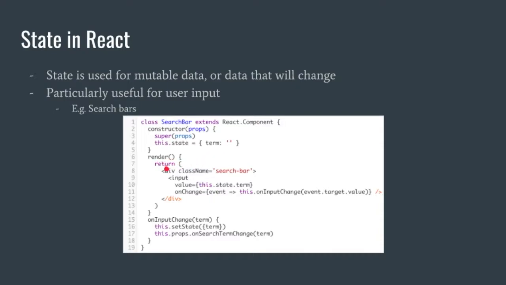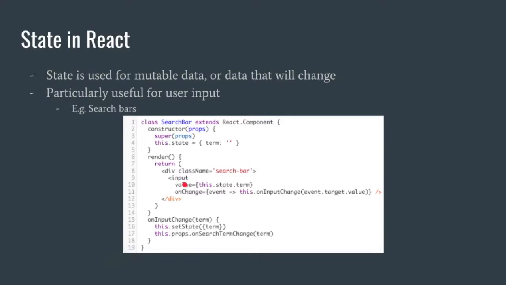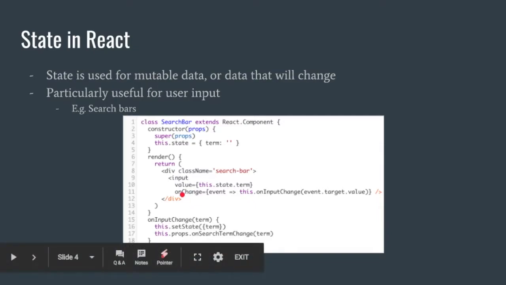In the render method, we're returning an input that has a value that we initially supply with whatever this.state.term is. At the beginning, it's going to be null, an empty string. We then also have an on-change handler that takes any time this input has new input inputted into it. How many times can I say input?